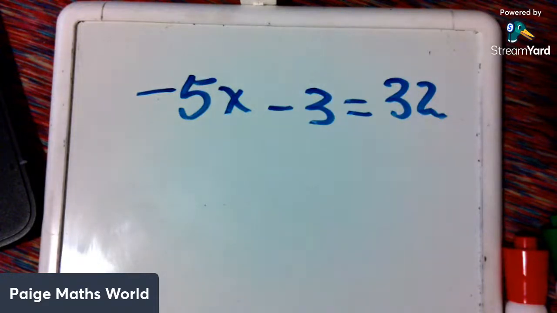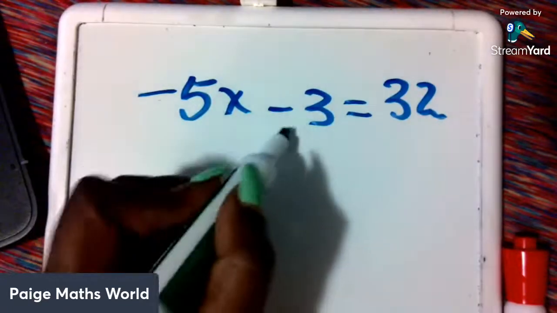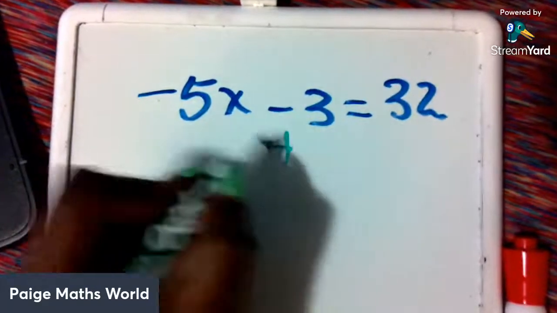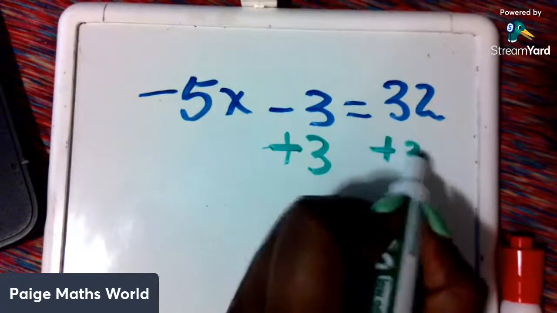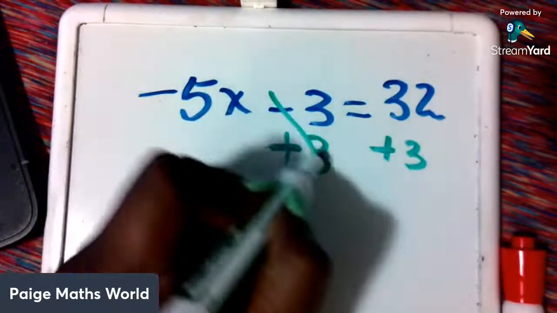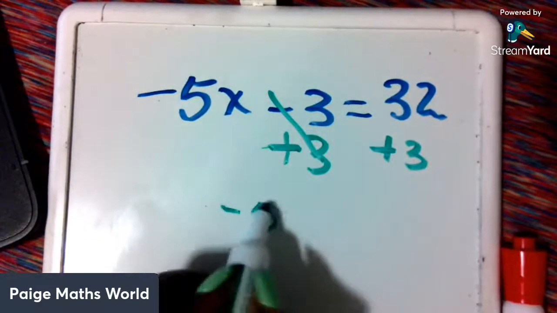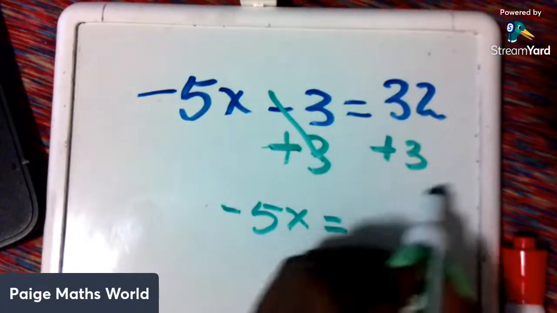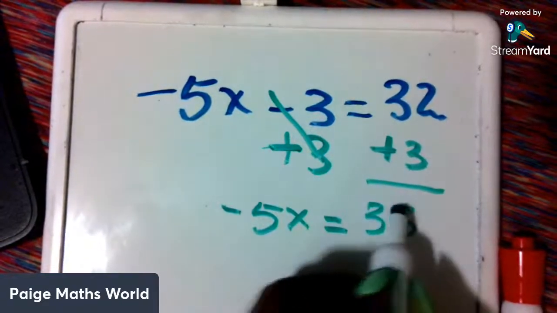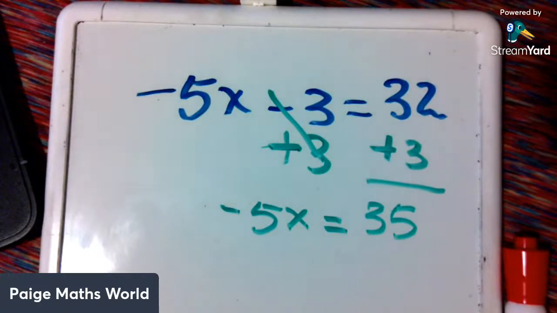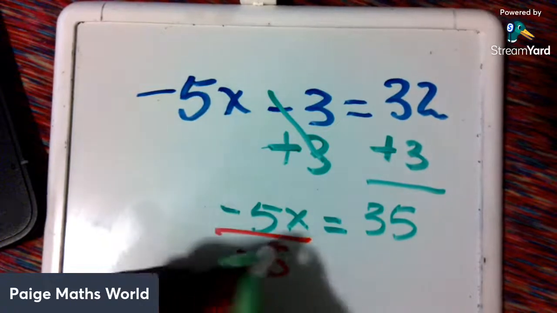All right, I see Keisha's answer. All right, so let us get this one. So the first thing that we're going to do, we're going to be adding 3 to both sides. Remember, you have to get rid of the bodyguard. So we're adding 3 to both sides. So that is going to be canceled. What is going to be left is negative 5x, and that's equal to 32 plus 3 is 35. And now we want x by itself. So we're going to be dividing both sides by negative 5.